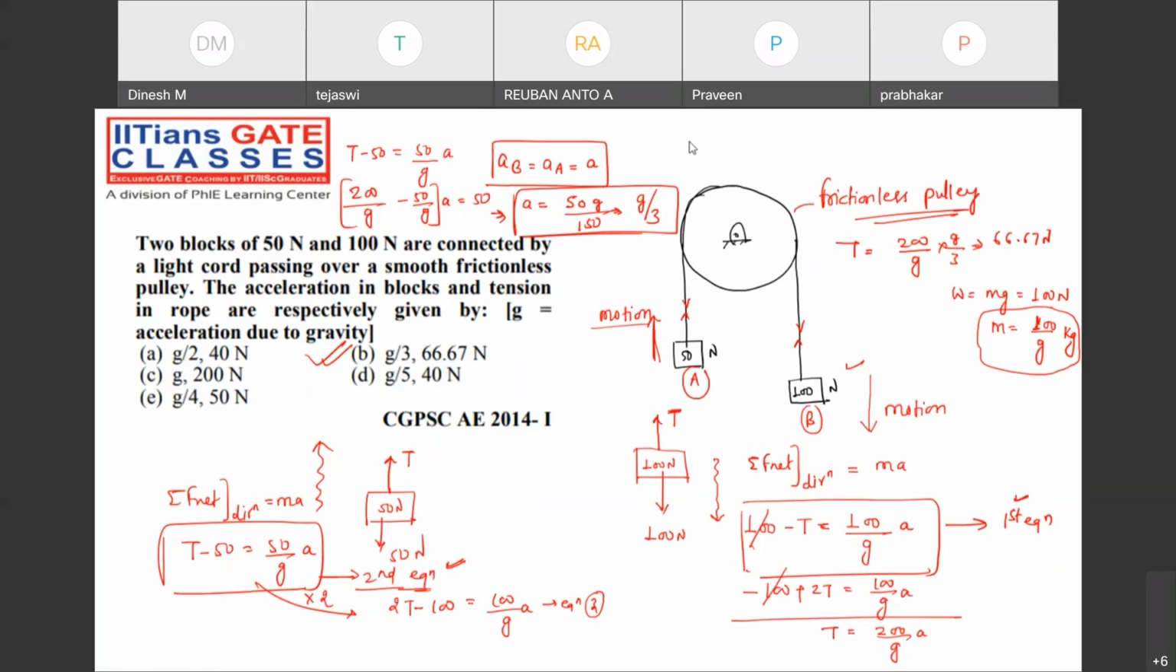You know one equation, T1 by T2 is equal to e to the power mu theta. How many of you know this equation? Whenever there is friction in the pulley, this is the equation for the tension on the tight side and the slack side. Does anybody know this equation? Let me know.